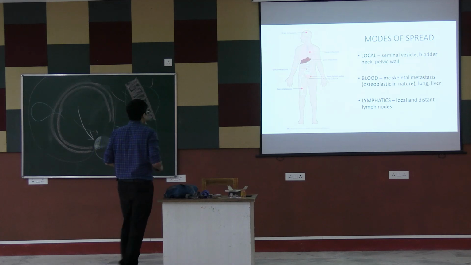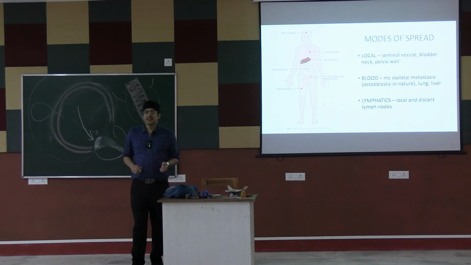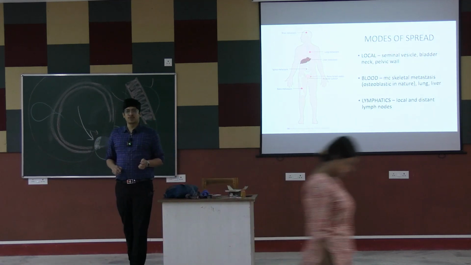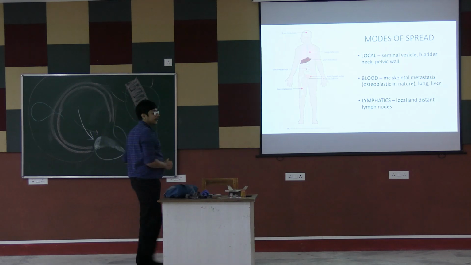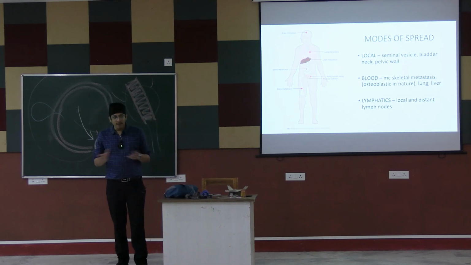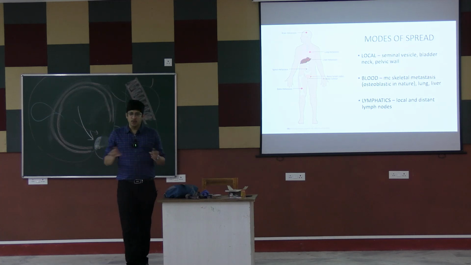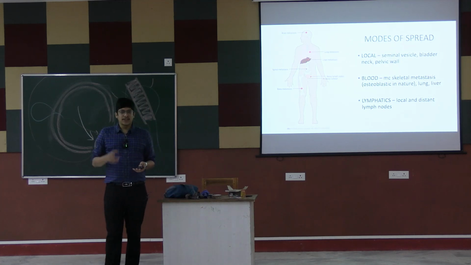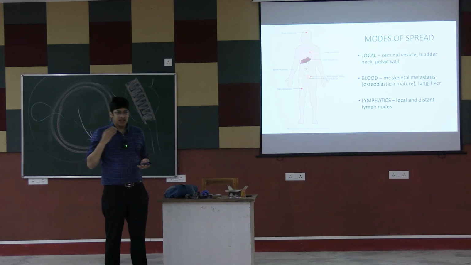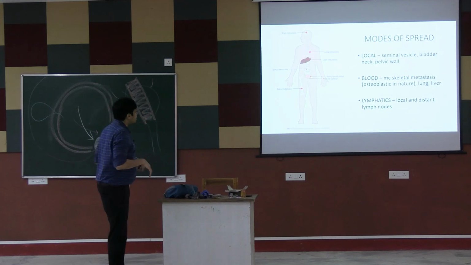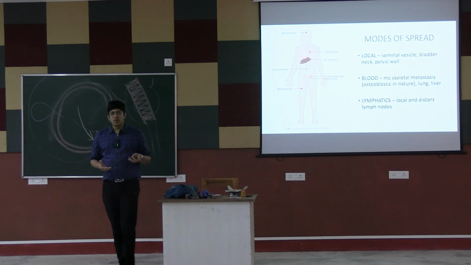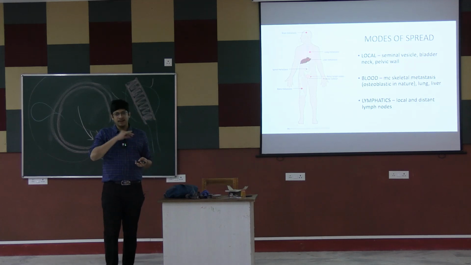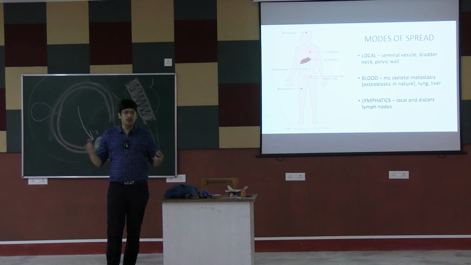Like every cancer, prostate cancer also has the tendency to spread, and the spread occurs by three routes mainly. What are the three avenues of spread? One is local spread, two is lymphatic spread, three is hematological spread. Local spread happens in the organs surrounding the prostate. What are the organs surrounding the prostate? The bladder, the urethra, the pelvic side wall, the seminal vesicles, and so on and so forth.